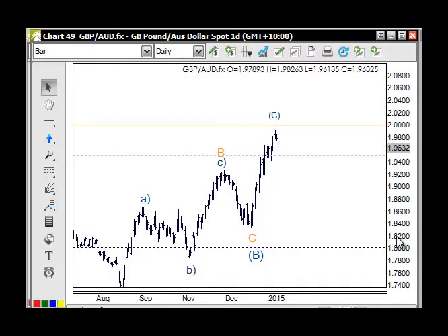The pound Australian, we'd been looking at the reaction from major trading level 2 here. That's still in play.